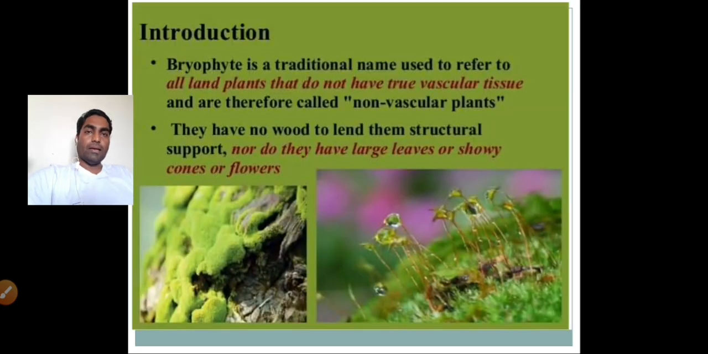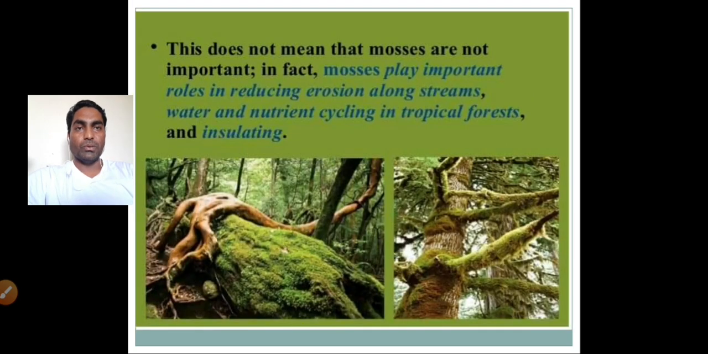Bryophytes, as we know, are thalloid structures. Thalloid structures are those which are not differentiated into root-like, stem-like and leaf-like structures. So, they are not divided into root, stem and leaves. They do not have vascular tissues within them. Vascular tissues, as we know, are xylem and phloem, and these are absent within these bryophytic members.